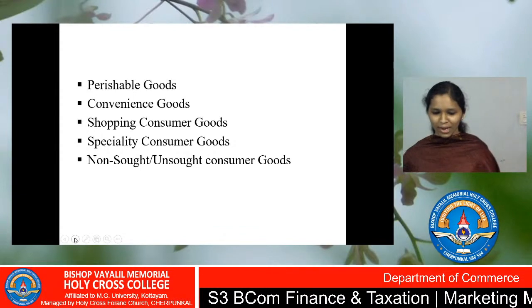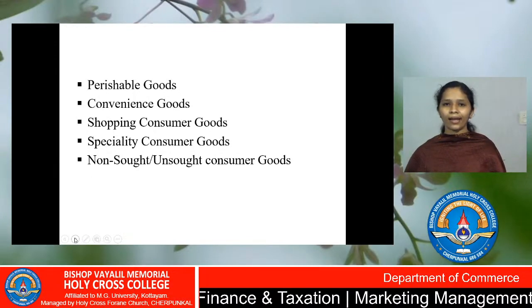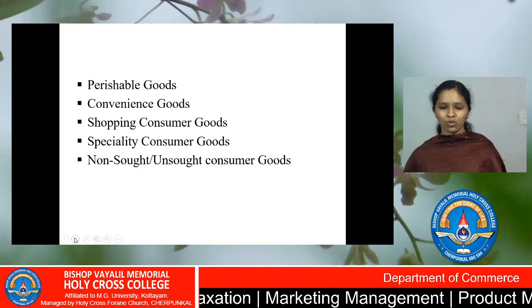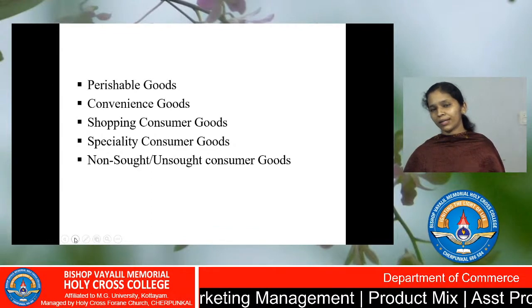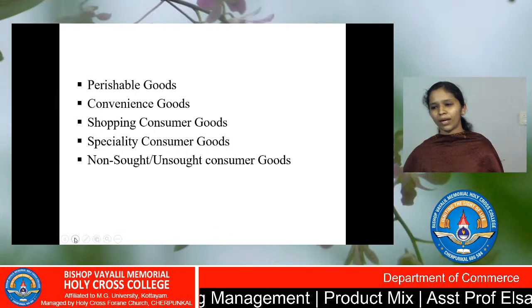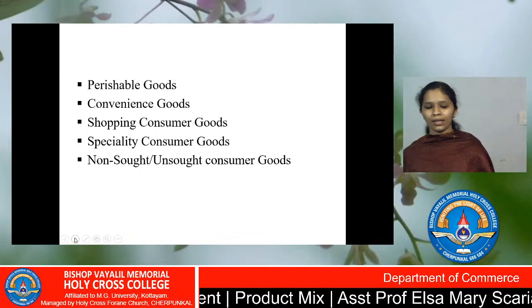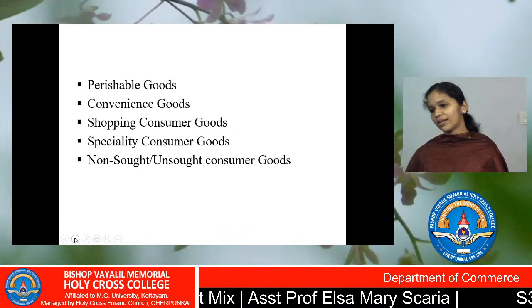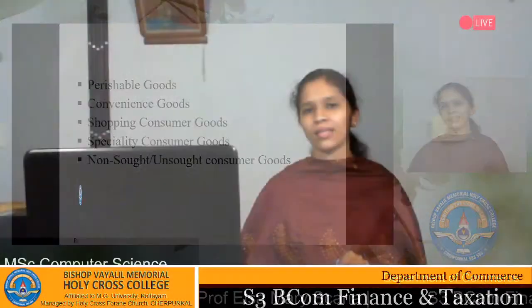Then next one, shopping consumer goods. Shopping consumer goods means before purchasing these types of goods, the consumers make a clear-cut analysis on the basis of price, style, etc. because they are luxurious in nature. Example, jewelry. Then next one, specialty consumer goods. That means they are readily available in the market at any time, but the consumer is not willing to buy. That means they are unique, luxurious and unusual. Example, diamond, costly dress materials, etc. Then the last classification, non-sought or unsought consumer goods. That means the consumers are not willing to buy these types of products. Example, medicine. So these are the classifications of products.